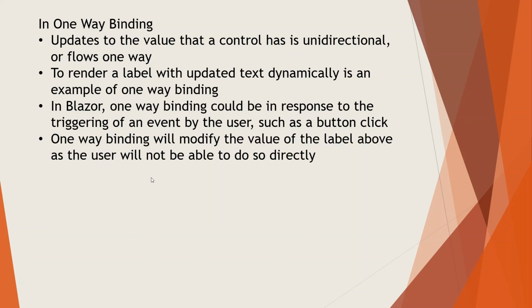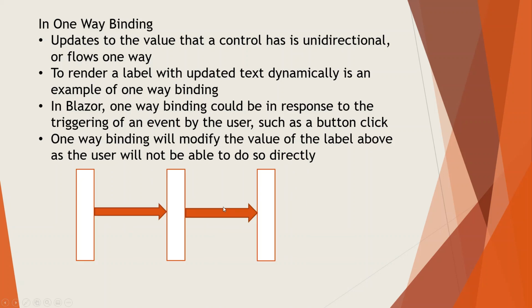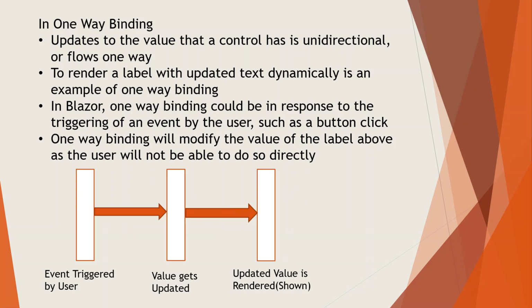So one-way binding will modify the value of the label as discussed above, as the user will not be able to do so directly. Now we will be flipping over to Visual Studio, but before that, this is the sequence of events in one-way binding. An event is triggered by a user where a value gets updated, say the label text property gets updated, and the updated value is rendered or shown. Now we will flip over to Visual Studio.